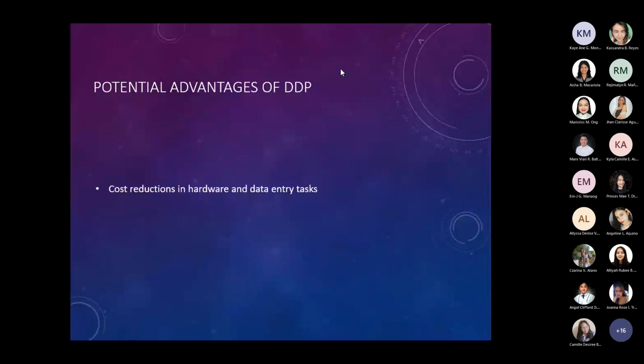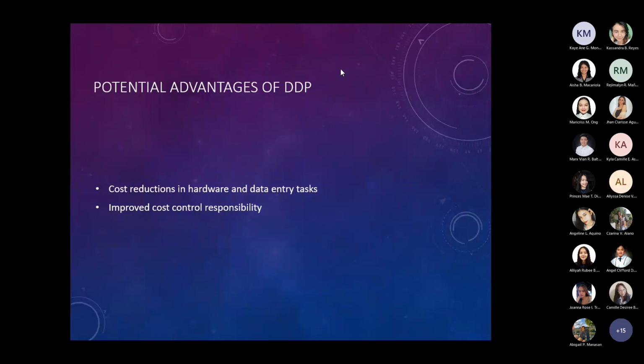Advantages niya, cost reduction in hardware and data entry tasks. Kasi decentralized nga. Improve cost control responsibility. Bakit? Kasi kung sino yung gumagawa or nasa mismong unit, sila alam nila kung magkano ang kailangan. Mas maliit yung investment kasi distributed yung cost. Yung mismong gumagawa ng process, sila na ang nagge-generate at nagpa-process. Improve user satisfaction since control is closer to the user level. Of course, they are the one who process, they are the one who produce the reports.